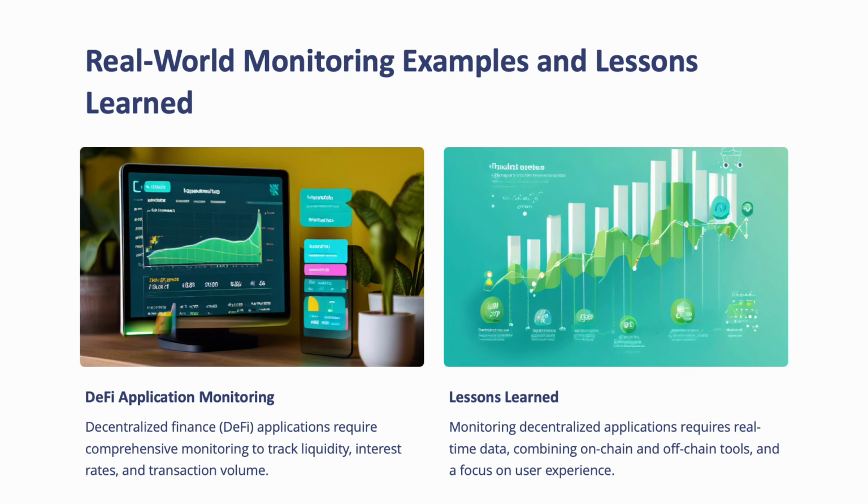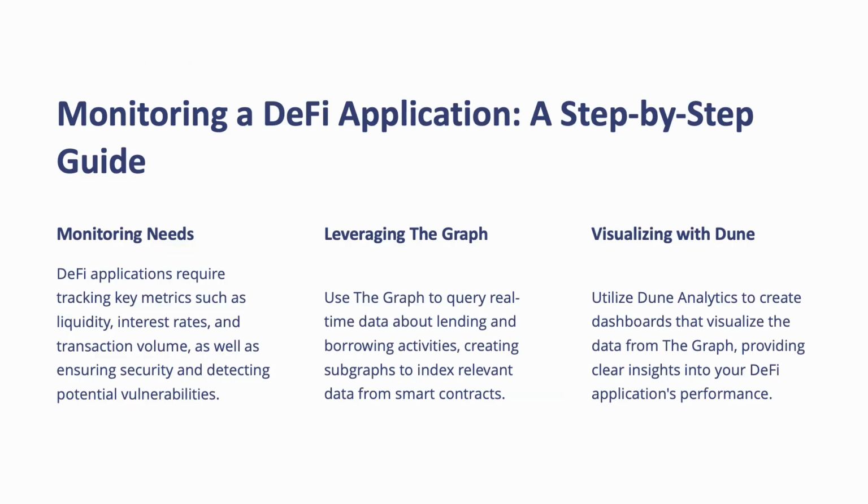Moving on, we have monitoring a DeFi application, a step-by-step guide. There are 3 steps: monitoring needs, leveraging The Graph, and visualizing with Dune. Focus on key metrics like liquidity, interest rates, and transaction volume. Use The Graph to create subgraphs that index relevant data from your smart contracts, especially for lending and borrowing activities. Create dashboards in Dune Analytics to visualize the data from The Graph, providing clear insights into your DeFi app's performance.